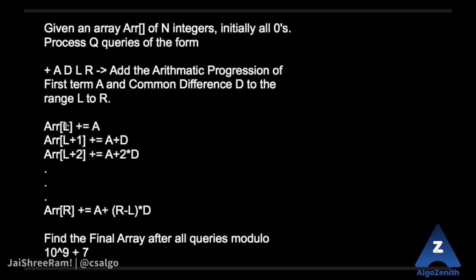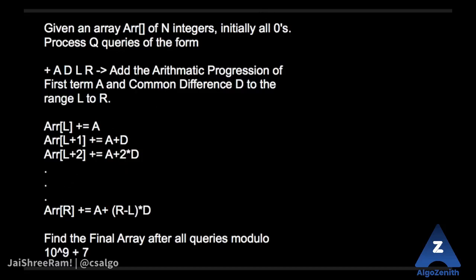The L index gets an addition of A, L plus 1 index gets an addition of A plus D, L plus 2 index gets an addition of A plus 2D, and so on, up to the last range value. ARR of R actually gets an addition of A plus R minus L times D. So this is how you get the AP terms, right? There are q such queries happening, and after each query you need to find the final value of the whole array.